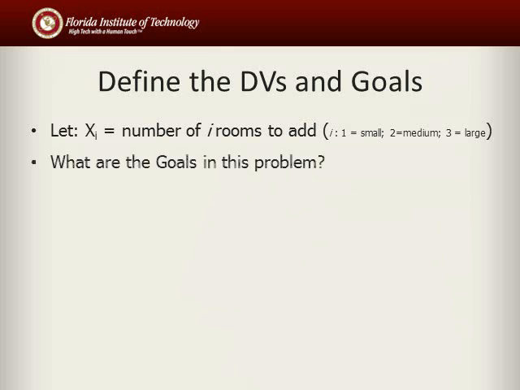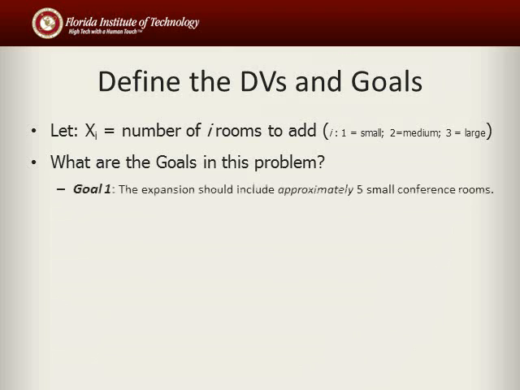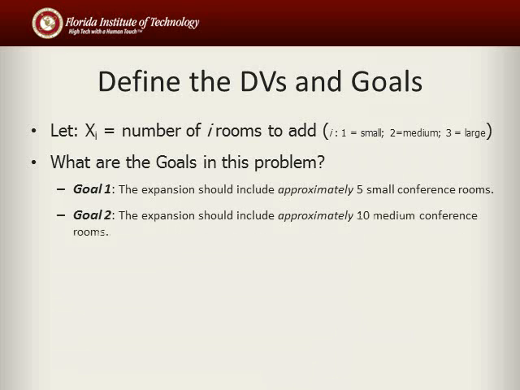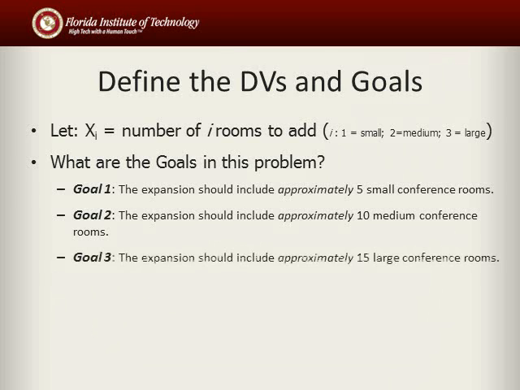Okay, what are the goals in this problem? We sort of talked about them already. We have 5 different goals. Goal number 1 is that the expansion should include approximately 5 small conference rooms. Goal number 2 is also related to conference rooms, but this one deals with meeting conference rooms. So the expansion should include approximately 10 meeting conference rooms. And goal number 3 is that the expansion should include approximately 15 large conference rooms.